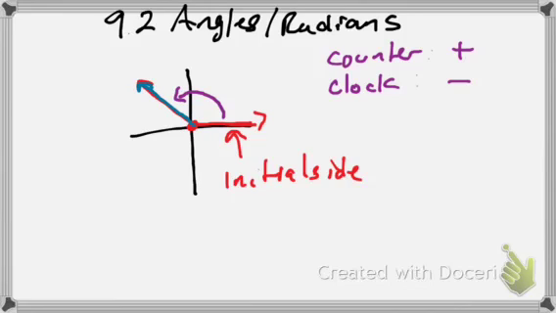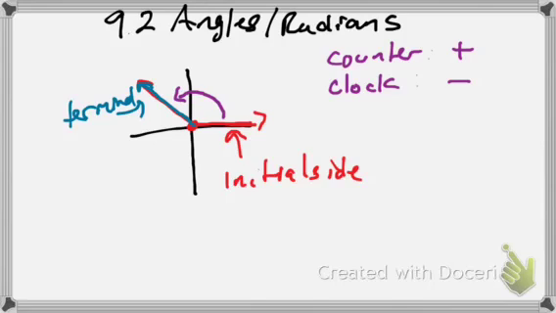That thing right there is called the terminal side. That's where the angle stops. Okay, so we've got the initial side, we've got the terminal side, and we know that if it opens counterclockwise, it's positive. If it opens clockwise, that means it goes negative.